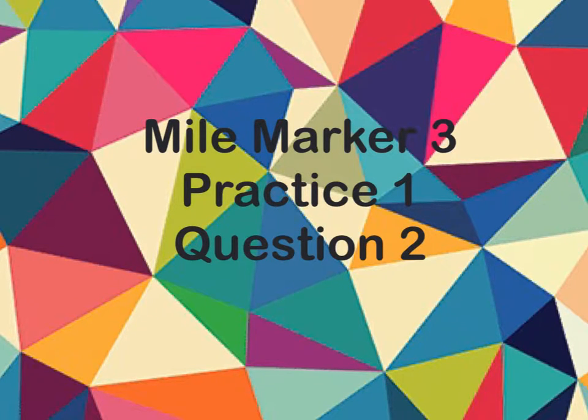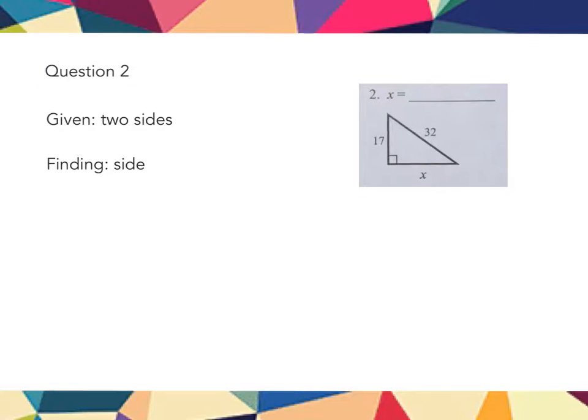This tutorial is for mile marker 3, practice 1, question 2. When we read question 2, the first thing we want to do is identify what type of question it is, and you'll notice that we're given two sides of a triangle and we're asked to find a third side. So in our introduction tutorial, we said that's when we use the Pythagorean theorem.